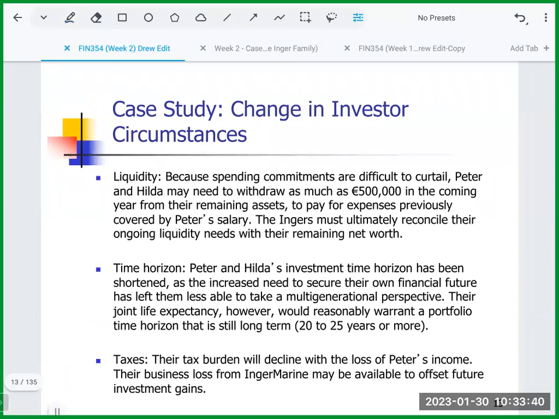So there'll be some changes in terms of the IPS as well. We look at the liquidity, time horizon, tax. We can talk about all these factors, right? First of all, spending commitments might be difficult. He might need to change it, reduce his spending, or change the liquidity needs. Okay.